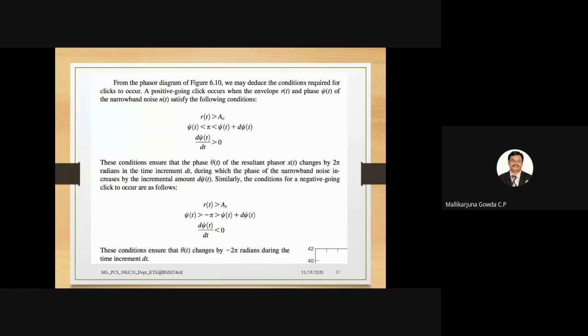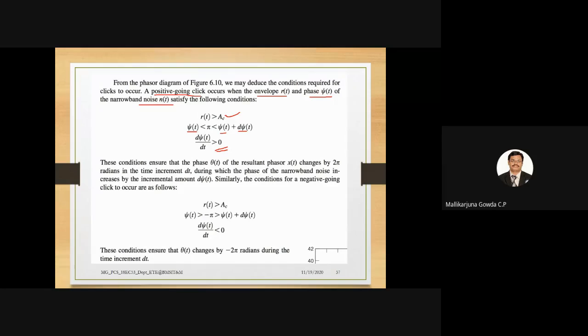We say positive going clicks will occur whenever the envelope R of t and the phase psi of t of the narrowband noise satisfy these conditions. The first thing is that R of t, the envelope of the narrowband noise, should be greater than the carrier component. The second thing is the phase: this phase psi of t should be less than psi of t plus the change in phase with time. In a nutshell, the derivative of the noise phase should be greater than 0. Then I will be able to hear the positive going clicks.